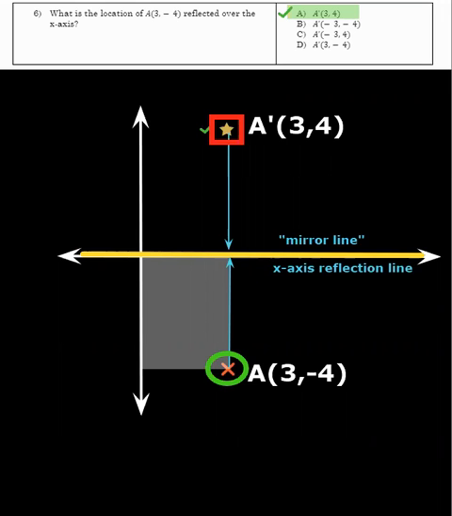So the distance to the mirror is 4 units. So the image will be 4 units away from the mirror on the opposite side of that line. We're looking down from above on the mirror. So therefore, A prime, the image, will be at (3, 4), and the correct answer is A for this x-axis reflection.